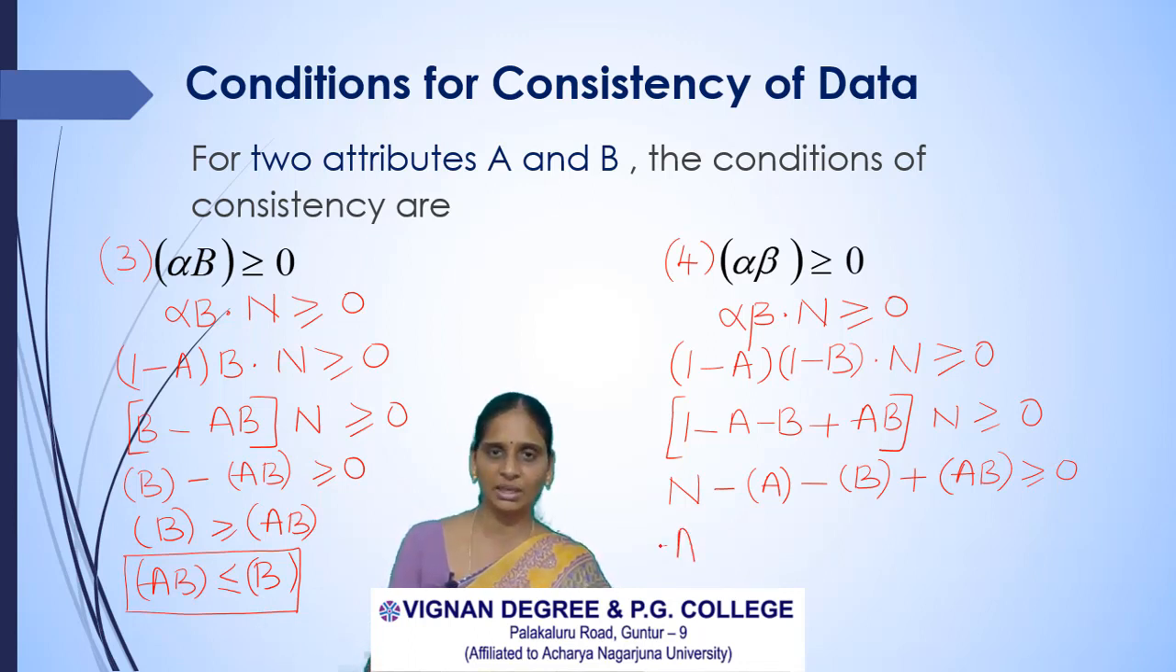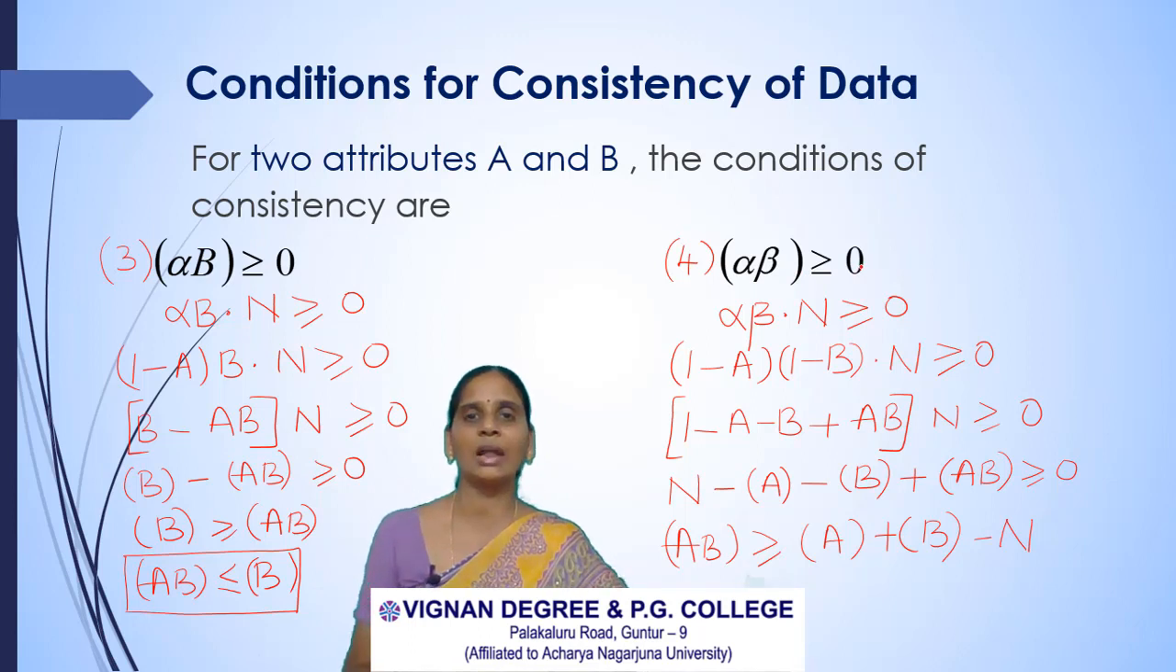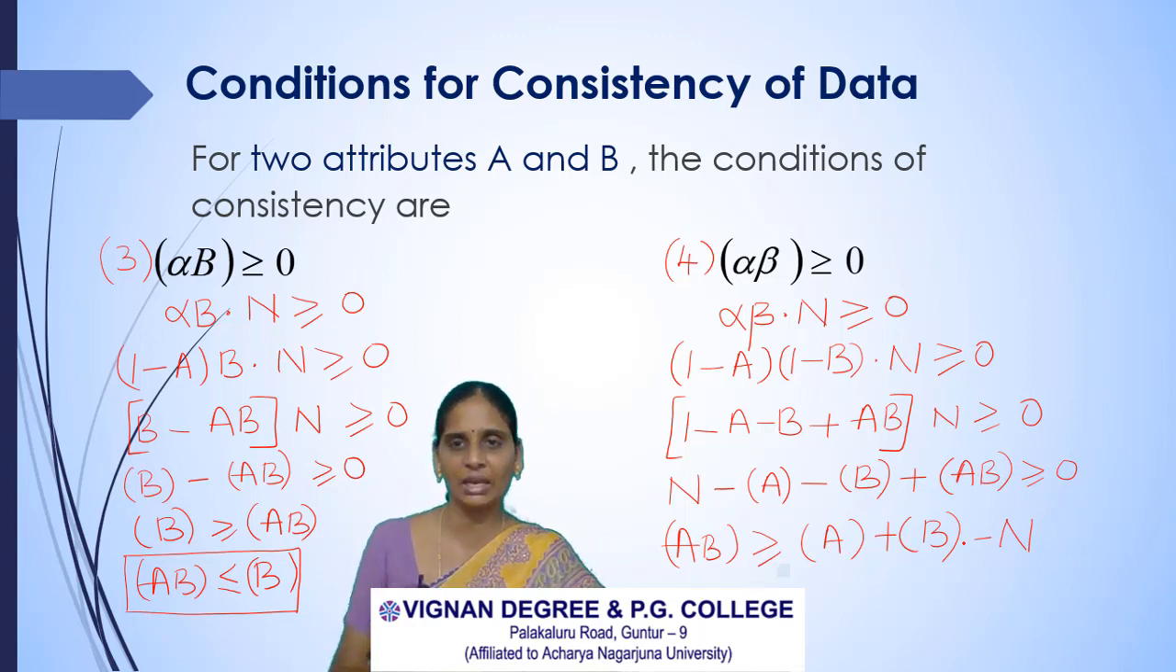And this can be written as frequency of AB is greater than or equal to frequency of A plus frequency of B minus n. So in the fourth condition, frequency of alpha beta is greater than or equal to 0, then we get frequency of AB is greater than or equal to frequency of A plus frequency of B minus n.